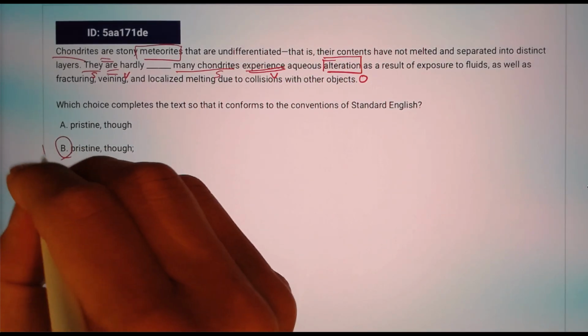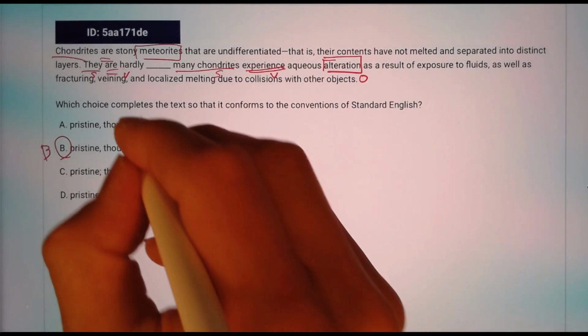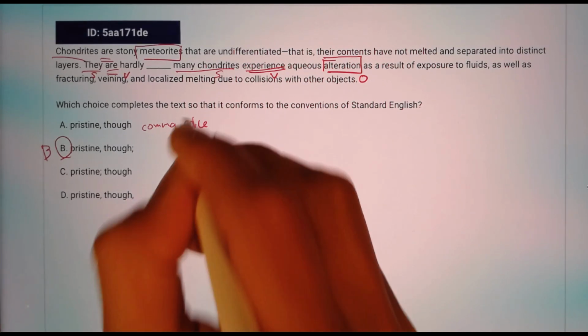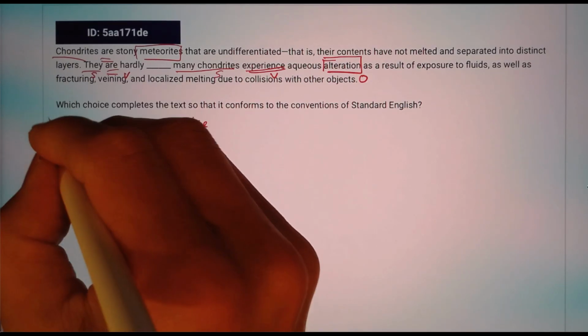So the answer should be B. Choice A is simply a comma splice. Okay, you have a comma splice. Just putting a comma to separate two independent clauses is not enough.